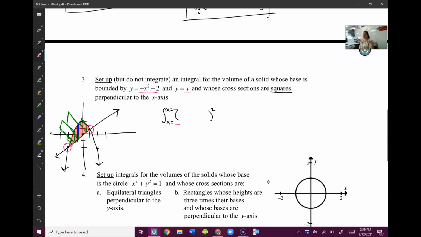Then we need to do, for the area of this blue line, the top equation minus the bottom equation. And that will give us s, that line. So I can do that right now. The top equation is negative x squared plus 2 minus my bottom equation, x. And all of that squared, because we're doing a square, s squared.